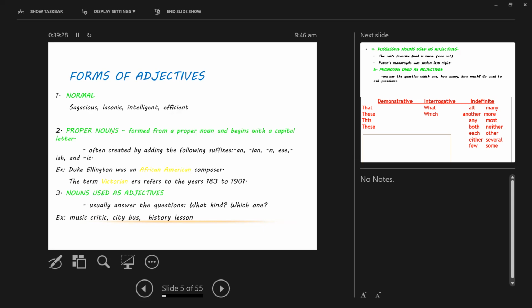But they can be used as adjectives as well. All right? Ngayon nyo lang nalaman yun, no? Yes, they can be used as adjectives. However, you need to change the form by adding an or by adding ian, en, is, ish, and ik. For example, Duke Ellington was an African American composer. Okay?